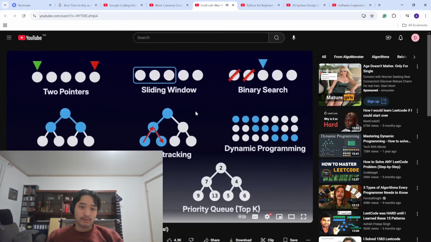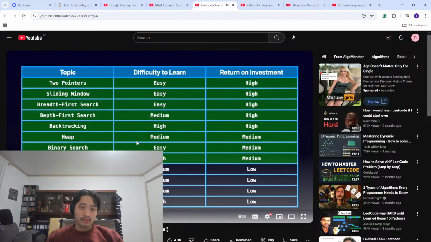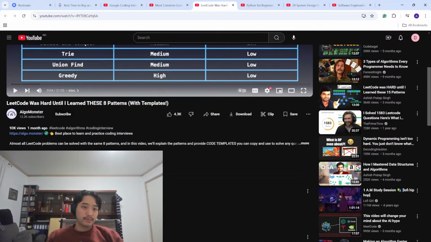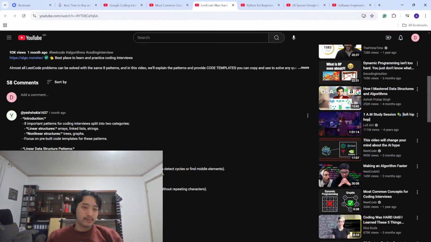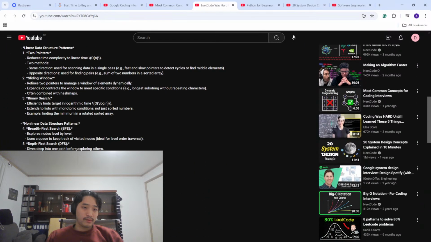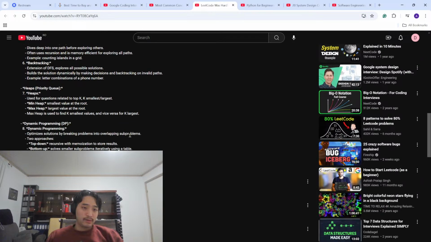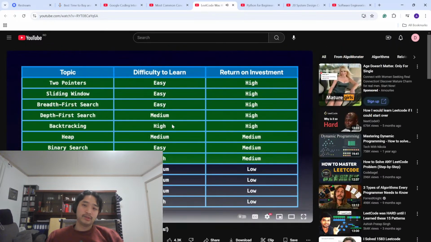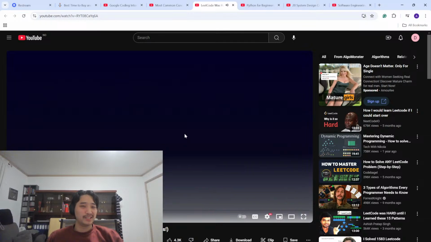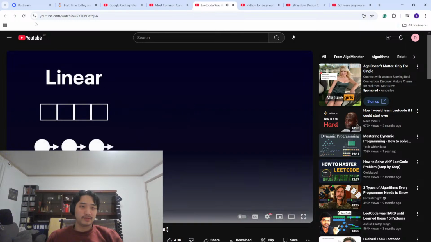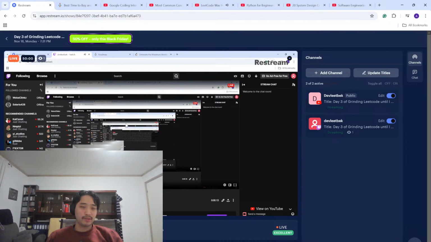These are the 8 most important patterns for coding interviews, and this is backed by data. These patterns are all of the major categories of Leetcode problems, which work with linear data structures like arrays, linked lists, and strings, and nonlinear data structures like trees and graphs.